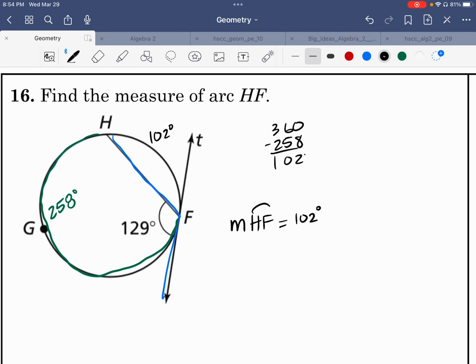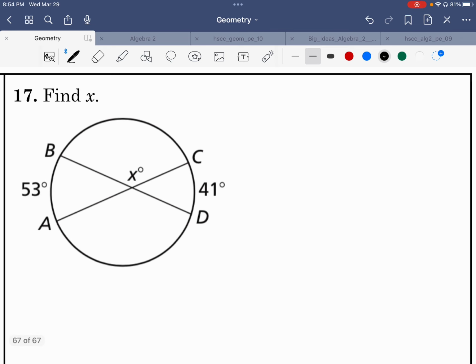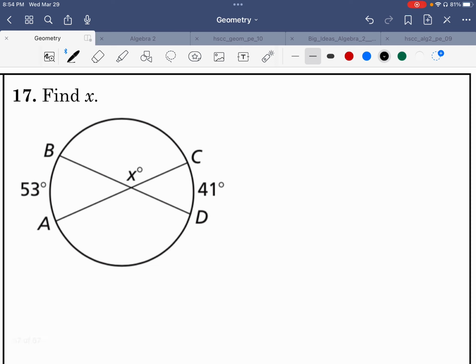All right, moving on. Question number 17. Let's take a look at that guy. It says find x. Oh man, I hate these ones. The reason I hate them is that the two arcs that we know, the 53 and the 41, actually don't go to x. Don't let that stop you though. You can still find x, you just have to find a little bit more. If I take the 53 and the 41 and add them, that gives me 94. If I cut it in half, that's going to give me the angle.